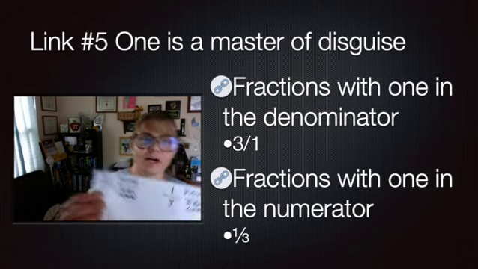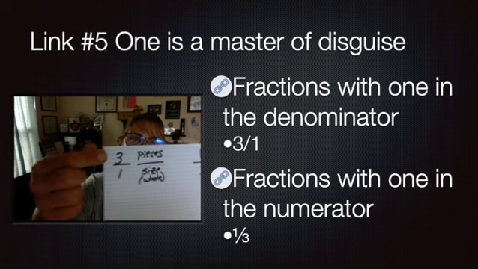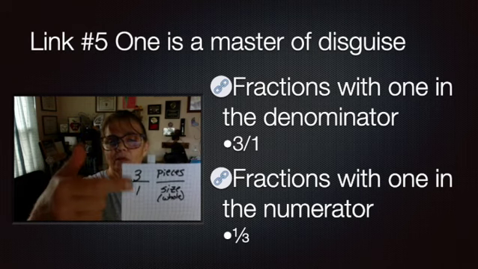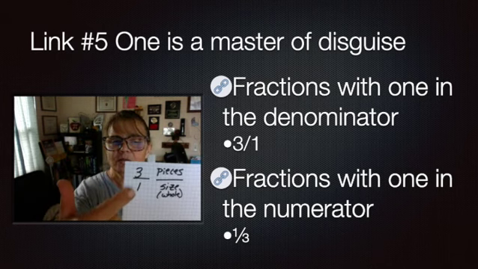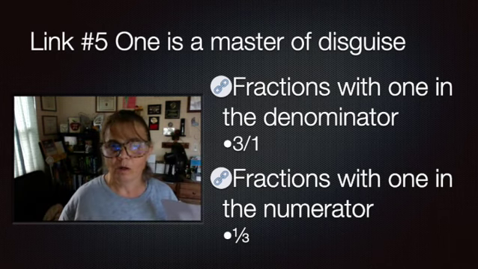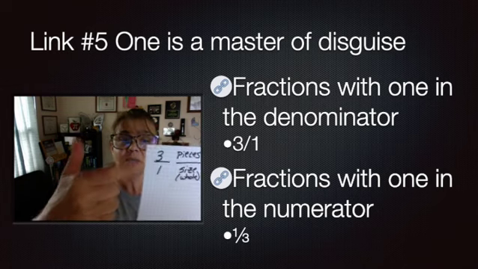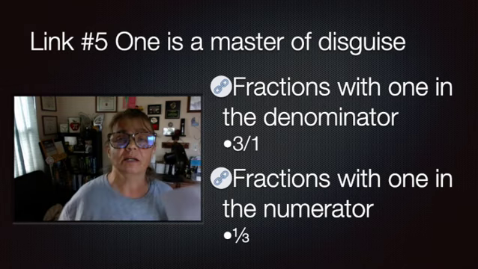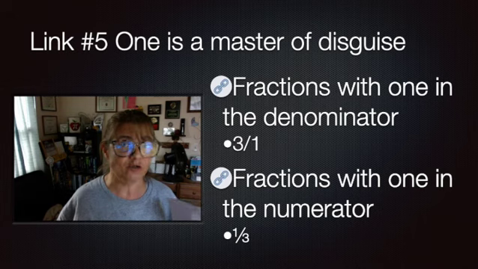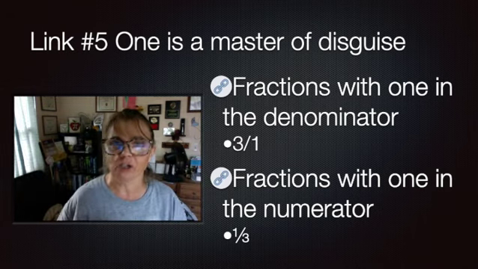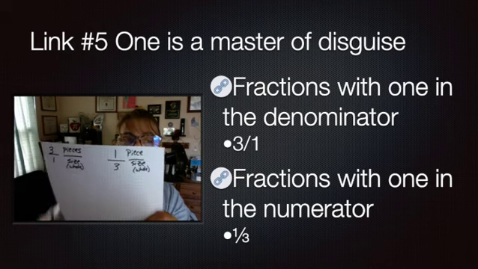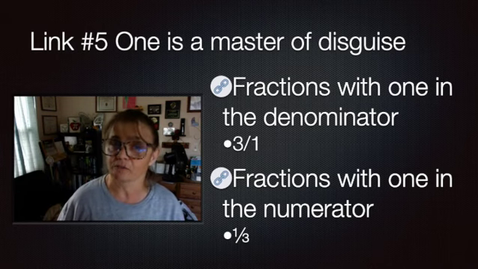So if you have a fraction with 1 in the denominator, like 3 over 1, or 3 wholes, you have 3 pieces, and it only takes 1 to make a whole. So I have more than enough, because I have more pieces than are needed to make a whole. So I have extra. This fraction here is a special kind of fraction because you have a 1 in the numerator. It is called a unit fraction.